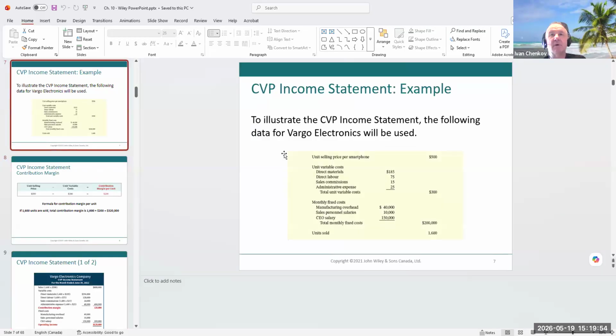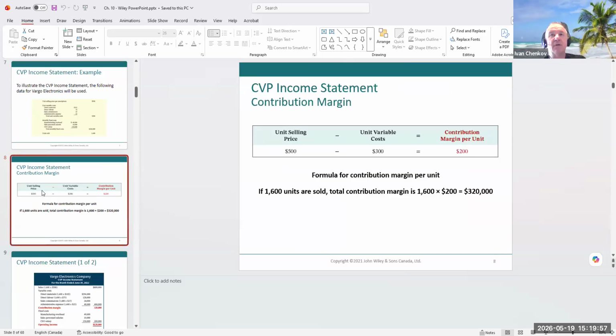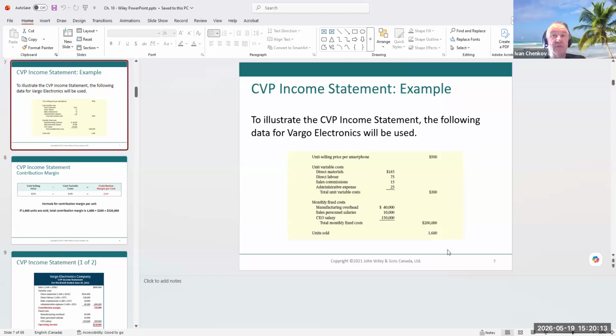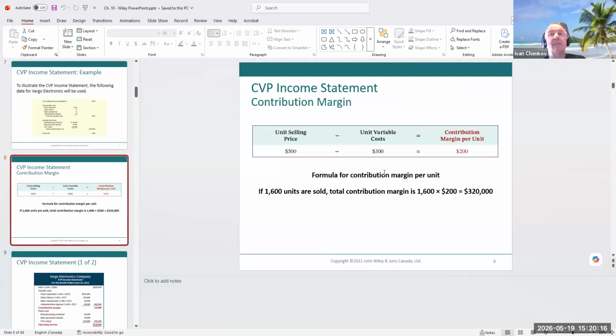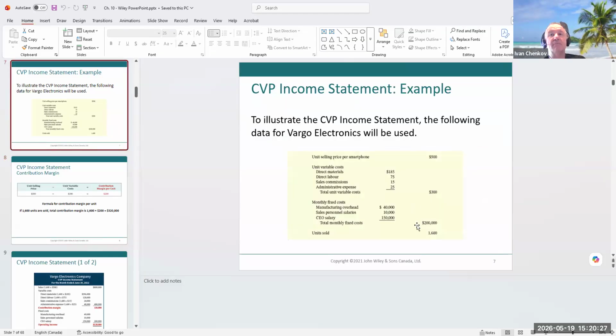So now the contribution margin from this example, if we have to calculate it, is unit sales price minus unit variable cost. So every unit is going to contribute $200 in our company. If we know that we're selling 1,600 units, then our total sales will be $320,000. Now the question is, is the $320,000 in sales enough to cover my fixed cost? Yes, because the fixed cost is only $200,000.